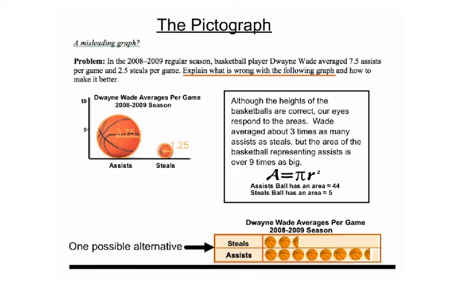And if we put each of those into the area formula, we can see the area of the assists is 44 and the area of the steals is 5. So even though he only averaged about 3 times as many assists, this is a much greater area. It makes it look like he had quite a bit more assists than steals. So one possible way to correct this, make it so it is not misleading, is with a pictograph, to just draw out the 7.5 basketballs for assists and the 2.5 basketballs for steals.